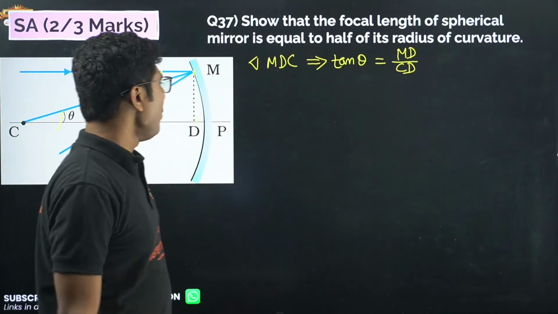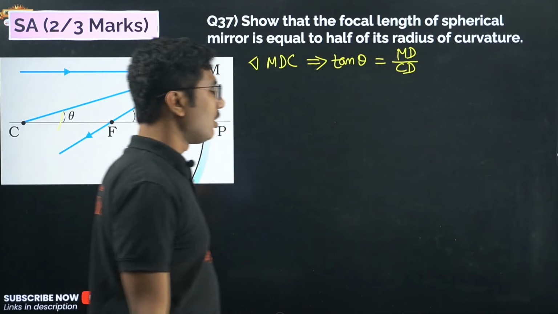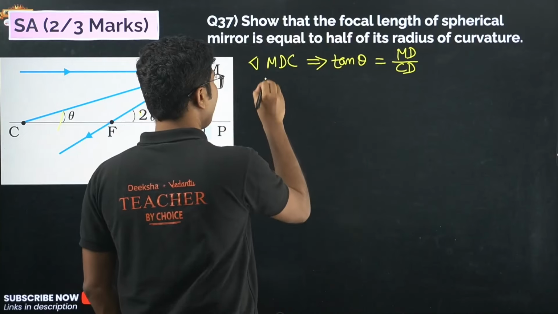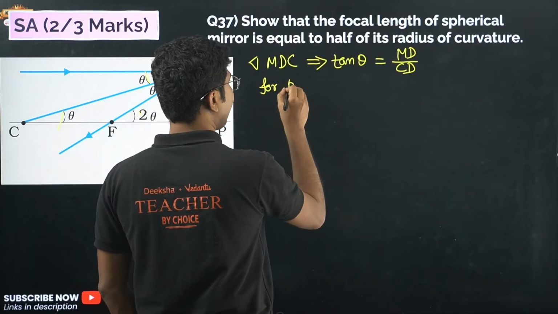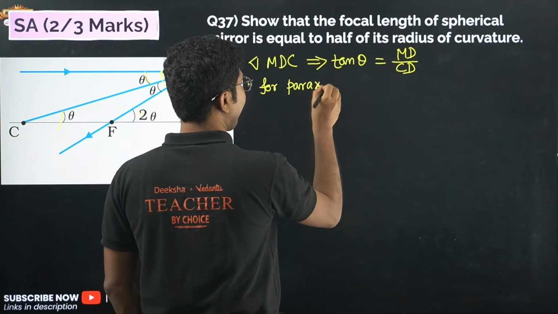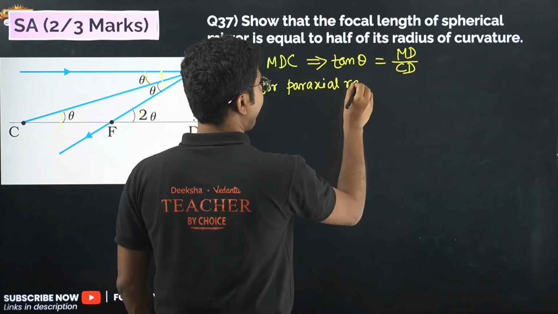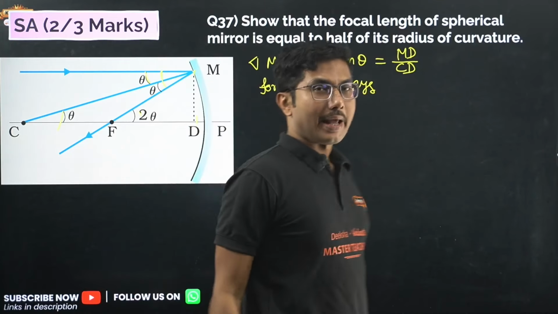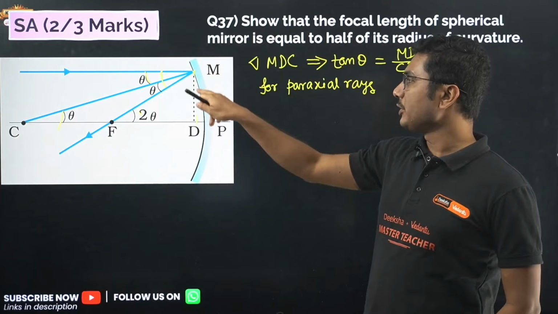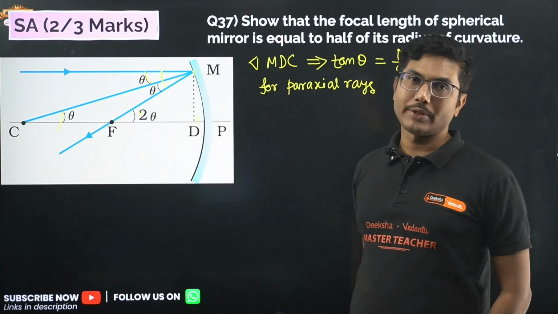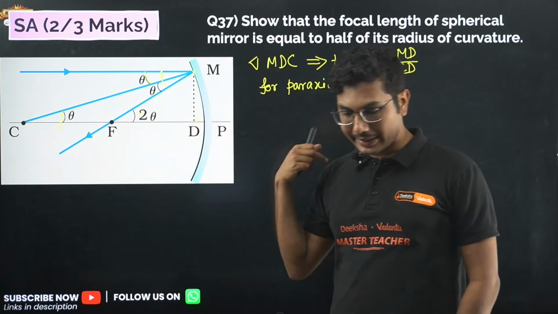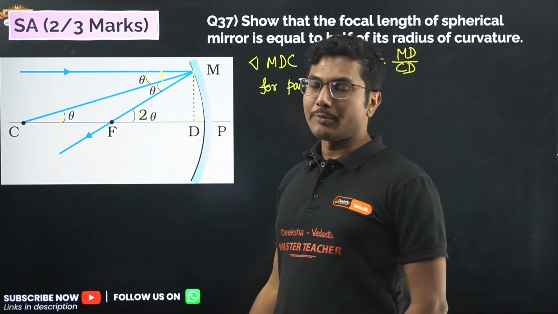Now for small paraxial rays. Paraxial means this point M is very close to the center of the mirror. So those are called paraxial rays. Our entire ray optics is based on paraxial rays, because mirrors are not that big, mirrors are usually small, right? So for paraxial rays you can apply all the formulas, all the laws that we have learned.